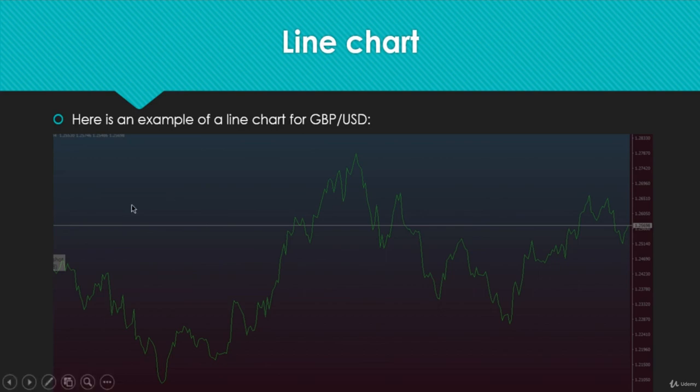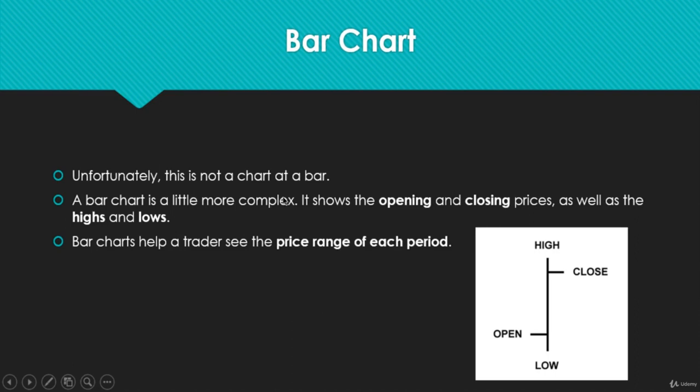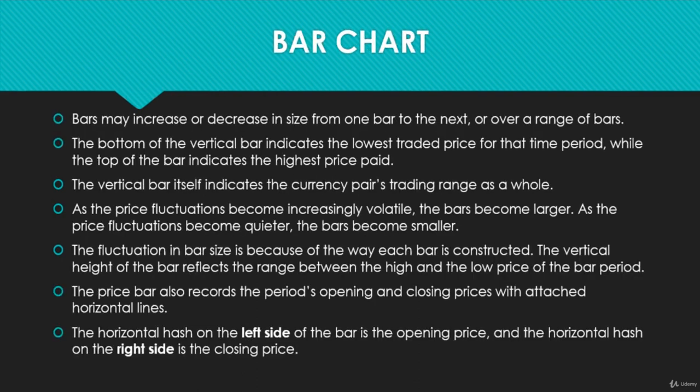Now let's go into the second part. We came to the bar chart. Unfortunately, this is not a chart at a bar. A bar chart is a little more complex. It's showing the open and the closing price as well as the high and the low. Bar charts help a trader to see the price range on each period, depending on the time frame you trade in.